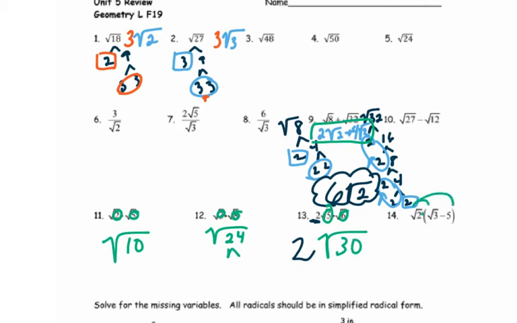14 distributes. The insides multiply. Root 6 minus 5 root 2. Those don't go together because they're not both underneath a square root sign.